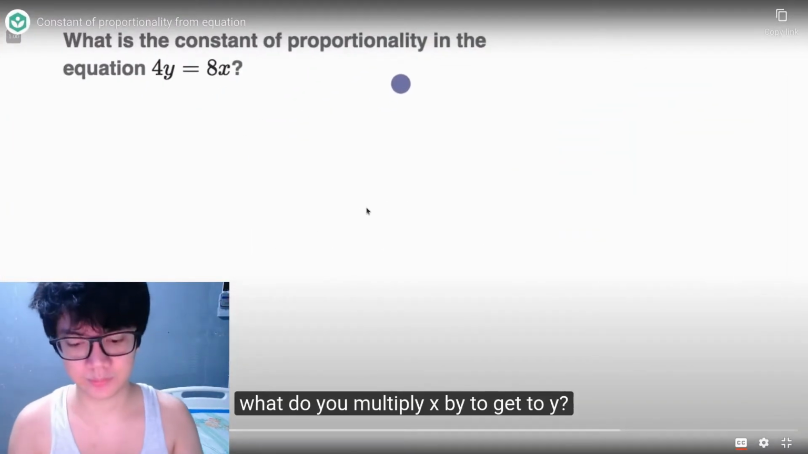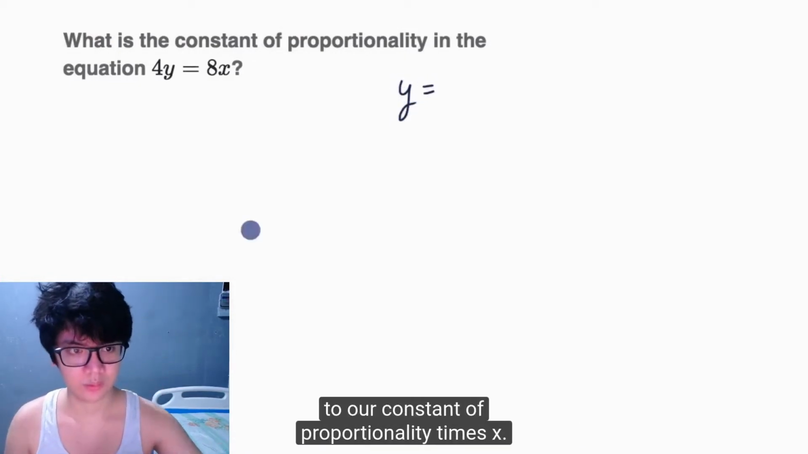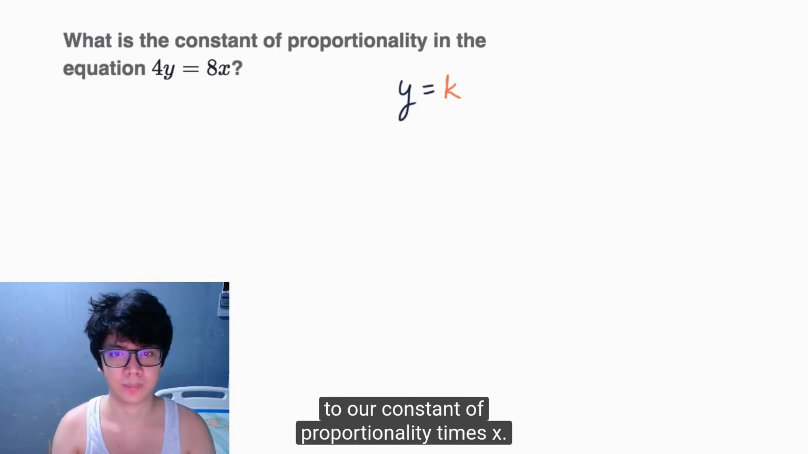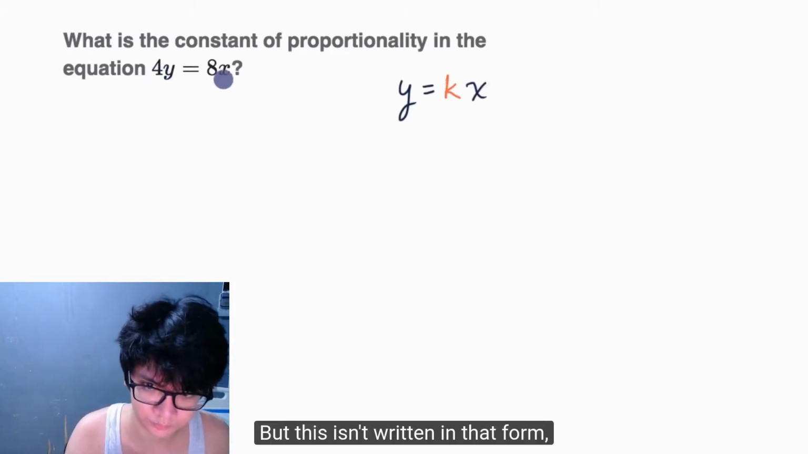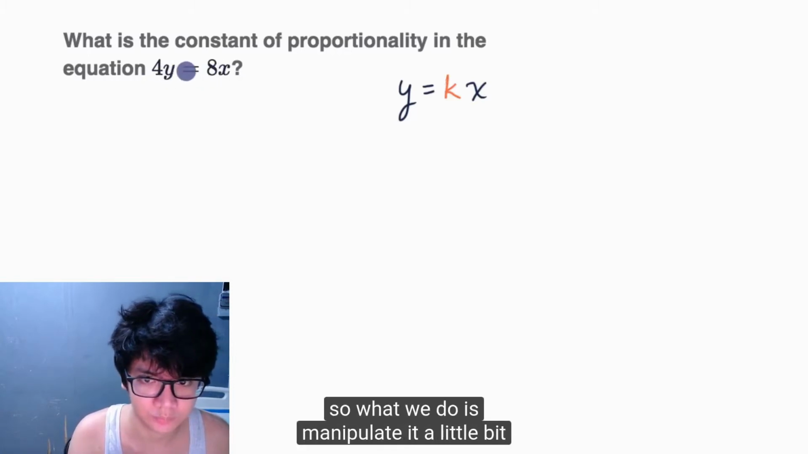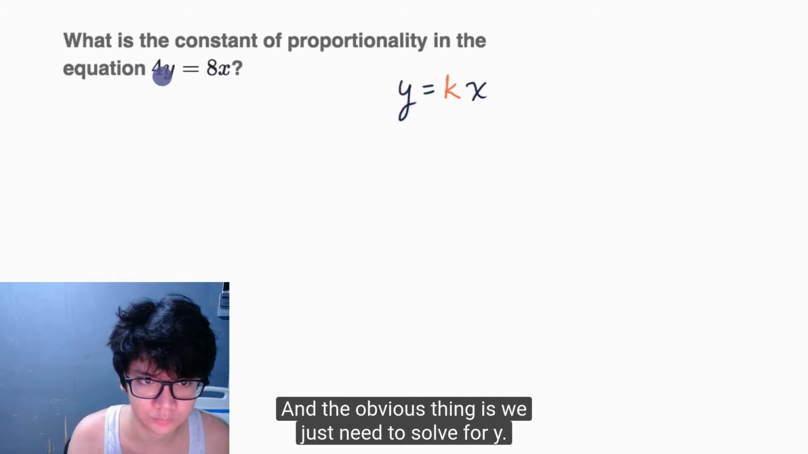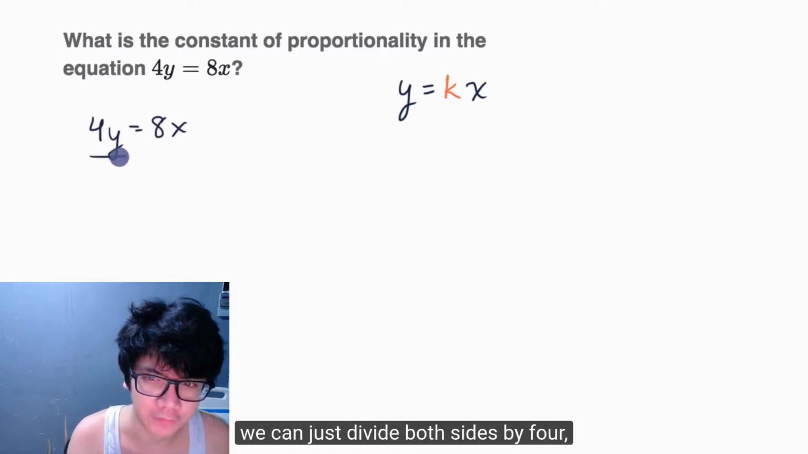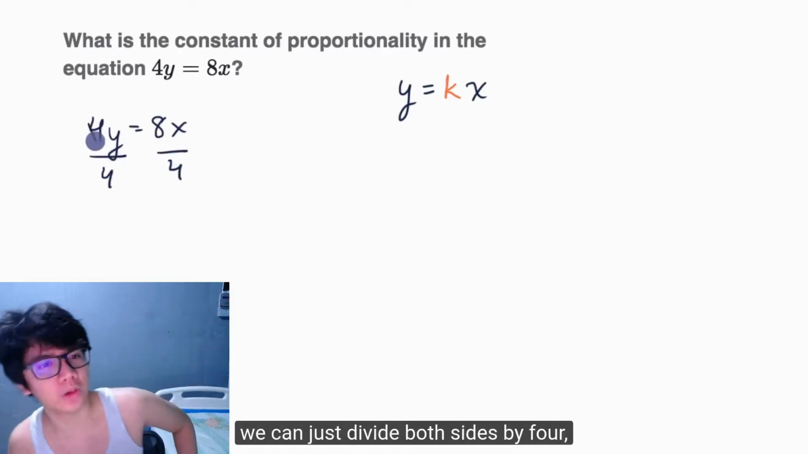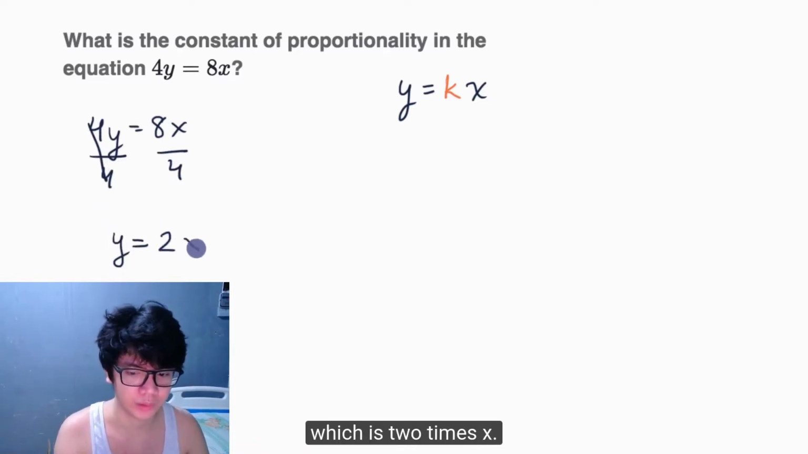Is what do you multiply x by to get to y? So y would be equal to our constant of proportionality times x. But this isn't written in that form. So what we do is manipulate it a little bit so that we can see it in that form. And the obvious thing is we just need to solve for y. So right now it says 4y is equal to 8x. Well, if we want to solve for y, we can just divide both sides by 4. And we are left with y is equal to 8 divided by 4, which is 2 times x.